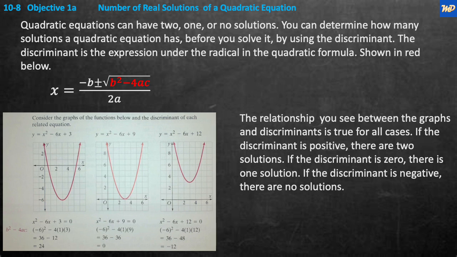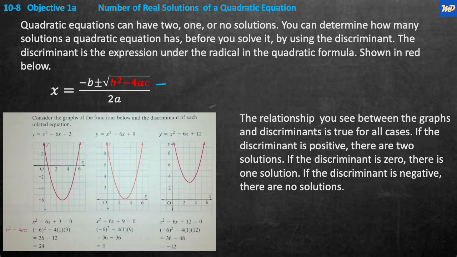Okay, objective 1, the number of real solutions of a quadratic equation. This is basically the definition we just read, but we'll read it again. Quadratic equations can have two, one, or no solutions. You can determine how many solutions a quadratic equation has before you solve it by using the discriminant. The discriminant is the expression under the radical in the quadratic formula, shown here in red below. See it? b squared minus 4ac, right here. That's the discriminant. So it pays to memorize that, b squared minus 4ac.